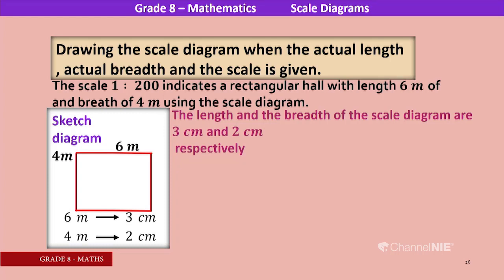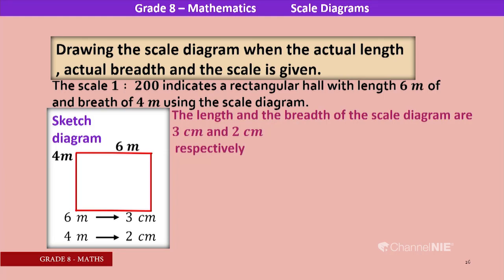Why is that? Here 1:200. It means 1 centimeter represents 200 centimeter. 200 centimeter means 2 meter. 2 meter by 1 centimeter. 2 meter by 1 centimeter, 6 meter. 2 multiplied by 3, 1 also multiplied by 3. Therefore, 6 meter means 3 centimeter. Got it? Then 4 meter.